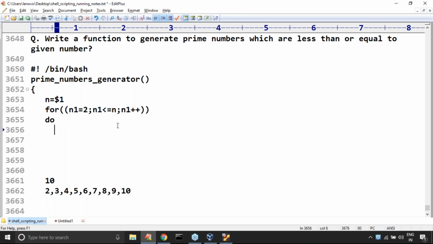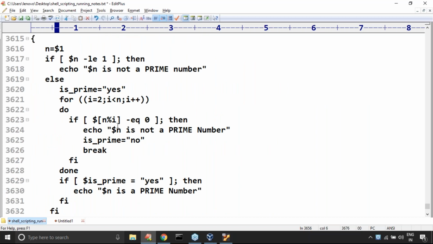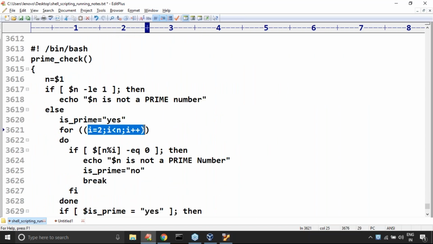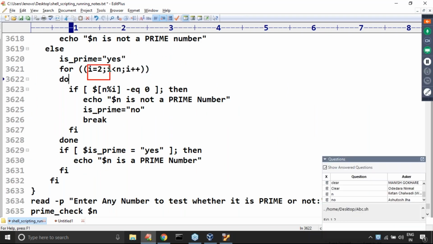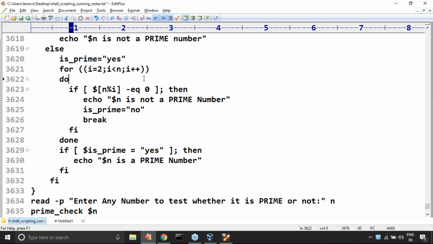Next, in the last example, one more small thing we are missing. What is that? To test whether it is a prime number or not, we took from 2 to n minus 1 and checked whether any other factor is there or not. Do you remember 2 to n minus 1? We took that, but we are not required to take 2 to n minus 1.